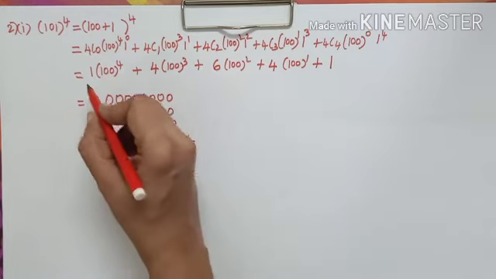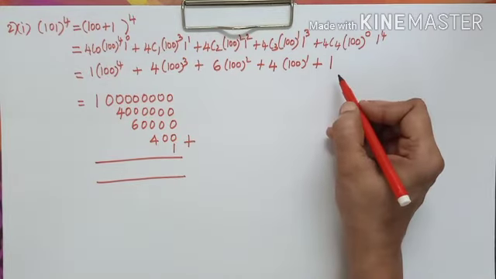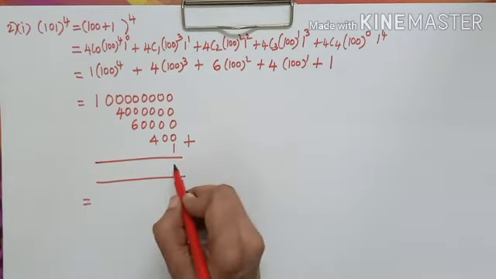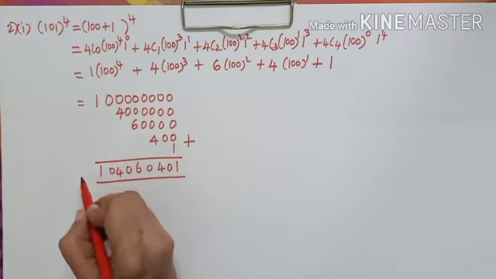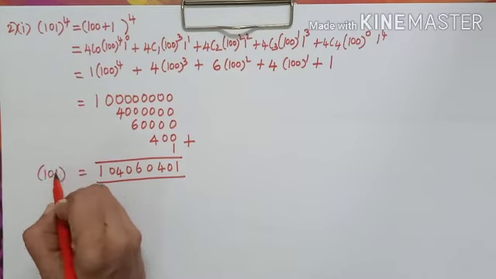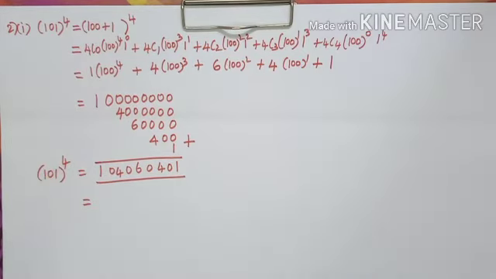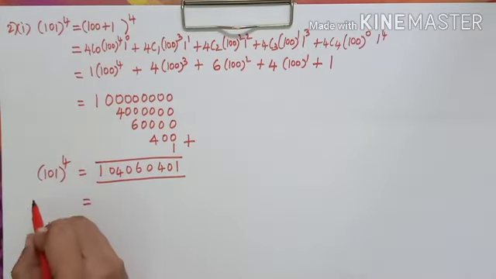You can add it all. You can write it row wise also, otherwise like this. Add and write the answer. So this is the expansion of 101 power 4. We have a similar problem.